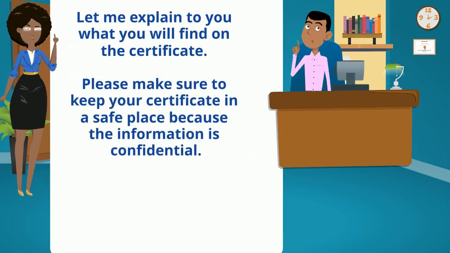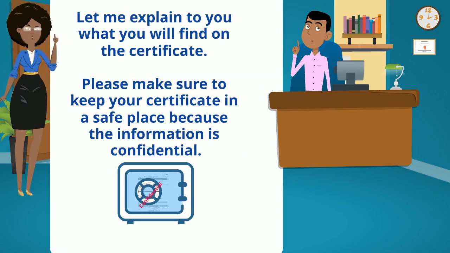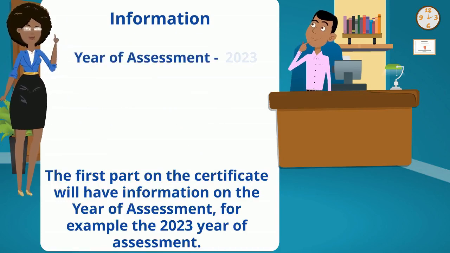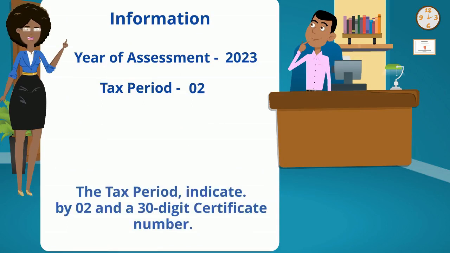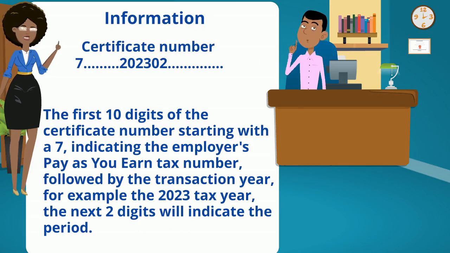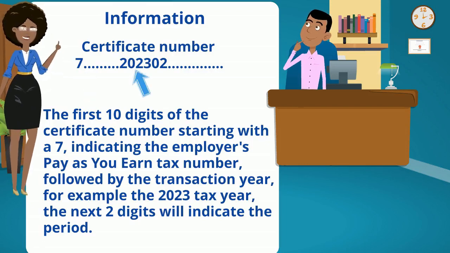Let me explain to you what you will find on the certificate. Please make sure to keep your certificate in a safe place because the information is confidential. The first part on the certificate will have information on the year of assessment. For example, the 2023 year of assessment, the tax period, indicated by 02, and a 30-digit certificate number. The first 10 digits of the certificate number, starting with a 7, indicate the employer's pay as you earn tax number, followed by the transaction year, for example, the 2023 tax year.